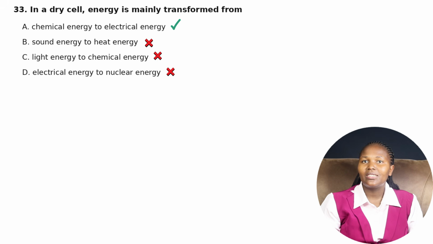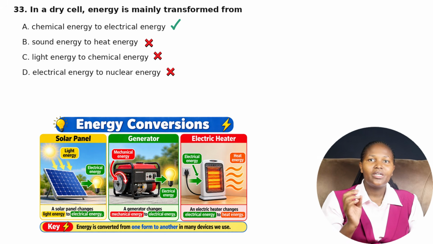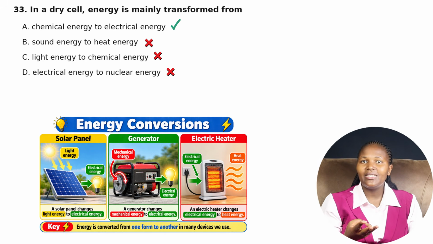The other options do not describe the main transformation in a dry cell. And an example, let me give you other examples. A solar panel changes light energy to electrical energy, while a generator changes mechanical energy to electrical energy, while an electrical heater changes electrical energy to heat. So for your exams, when you get this kind of questions, what you are changing to what, you are supposed to identify what form of energy enters a device and what useful energy comes out of it.